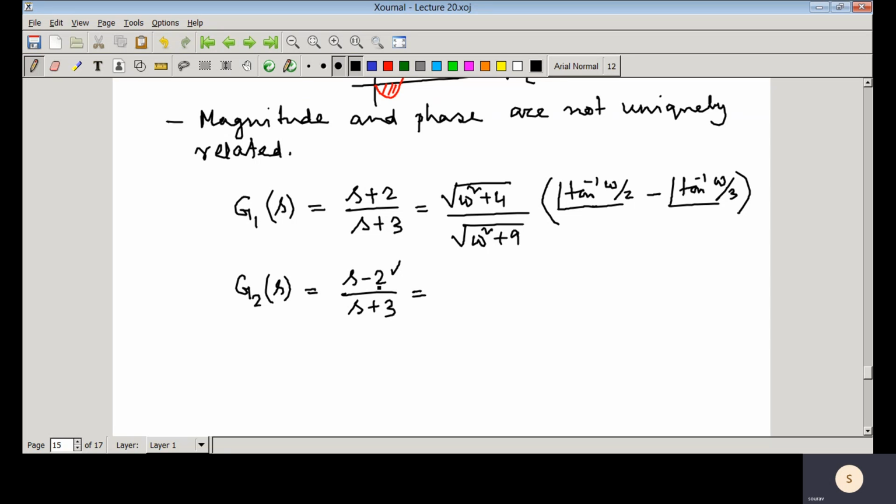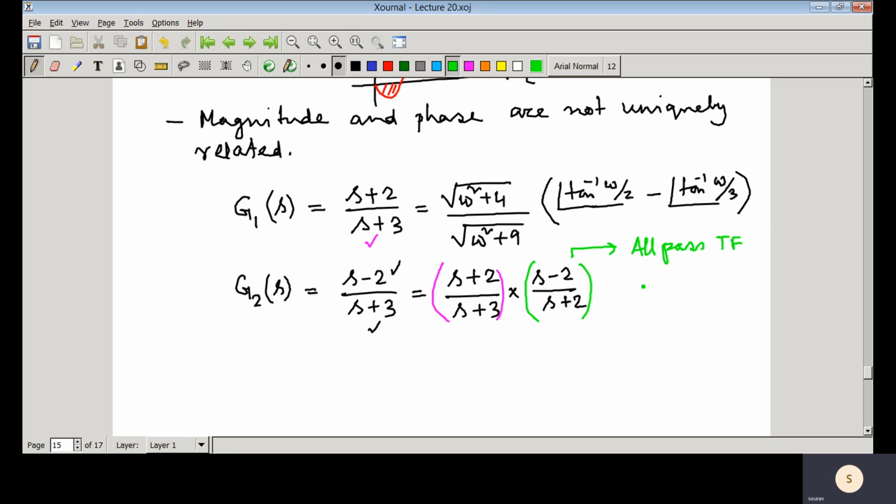We can write it like s plus 2 divided by s plus 3, multiplied by s minus 2 by s plus 2. So this particular transfer function can be written like this, and you can see that this term is nothing but this term, but we have one extra term, that is s minus 2 by s plus 2, and it is clear that this factor is called the all pass factor. All pass transfer function means its magnitude is 1 all through the frequency.